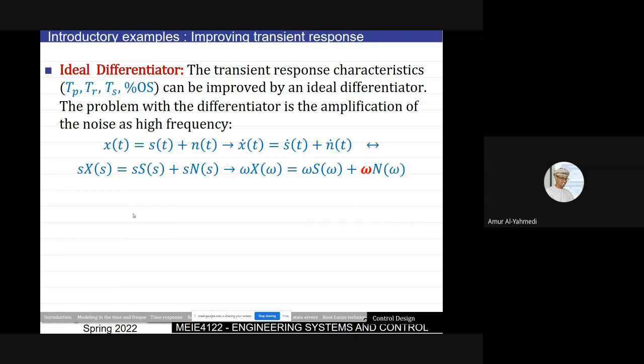This is the problem with the differentiator. Suppose I have a signal, the position of something, and we have some noise. If you differentiate the noise, you may amplify it, make it bigger. When you get x dot, you will differentiate the noise, so it will be bigger.